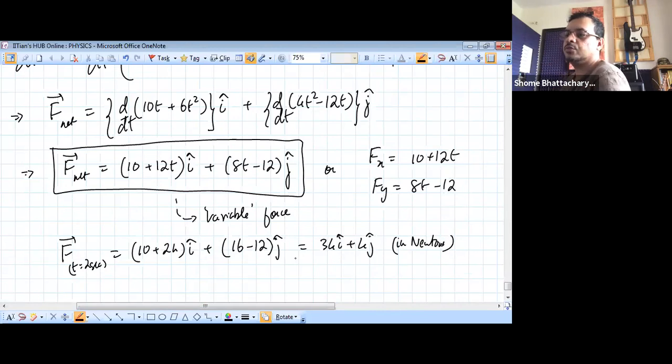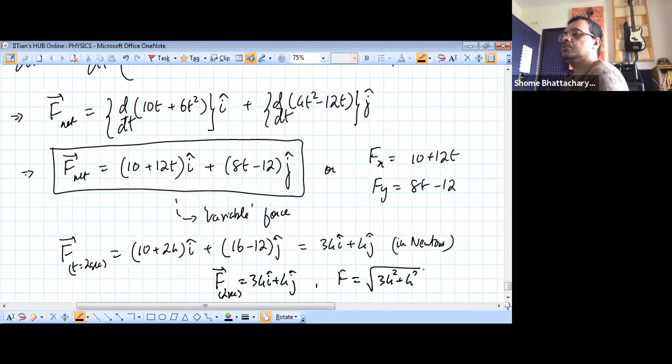So this is becoming the instantaneous force at the instant of 2 seconds. So the force at 2 seconds is 34 i cap plus 4 j cap. So its magnitude will become square root of 34 square plus 4 square, which I'm not attempting to calculate. It's too much for me.